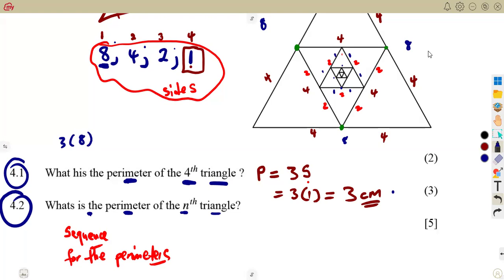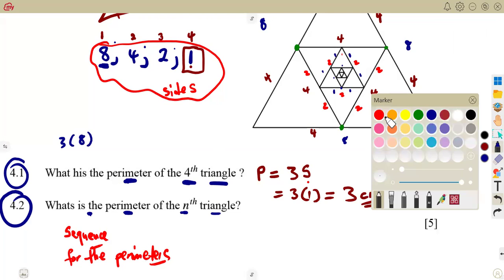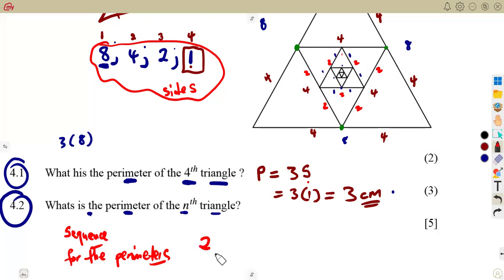Otherwise, the perimeter is supposed to add side plus side plus side. 3 times you add. But these sides are the same. That is why I'm using 3s, like that one. So 3 times 8 is going to give us 24. We are calculating the perimeter. So in terms of the perimeters, we are forming a sequence for the perimeters.